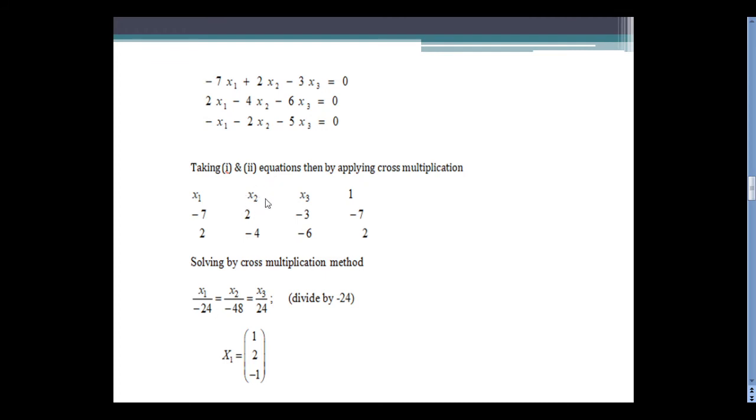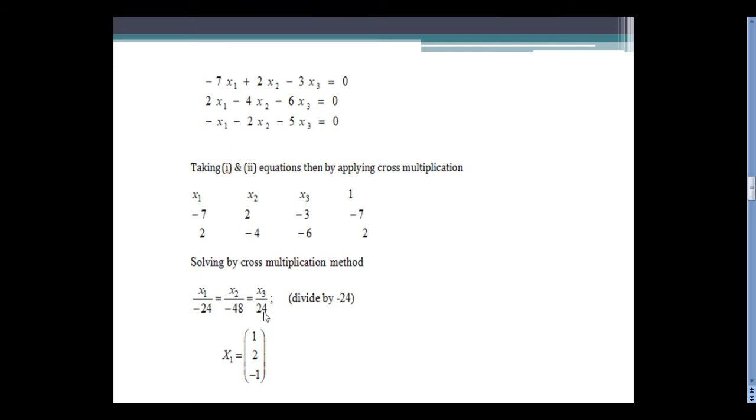Then for x2 you have to take the next two elements, x3 and x1. For x2 we are considering x3 and x1. So minus 3 into 2, which is minus 6, minus of minus 6 into minus 7, 42. So we get minus 48. Then for x3 we have to take x1 and x2. So minus 7 into minus 4, 28, minus 2 into 2, 4. 28 minus 4, we get 24.